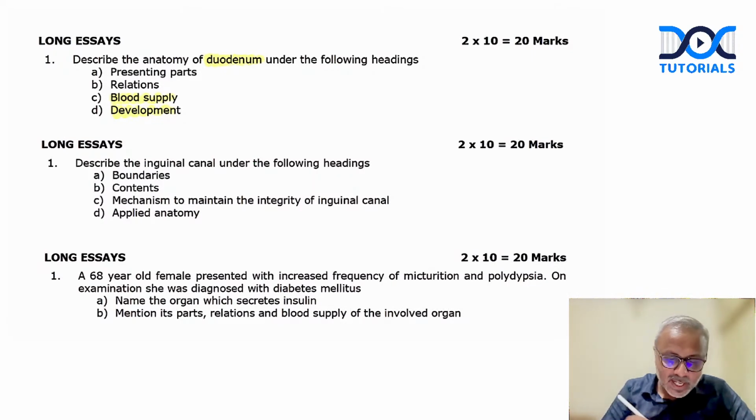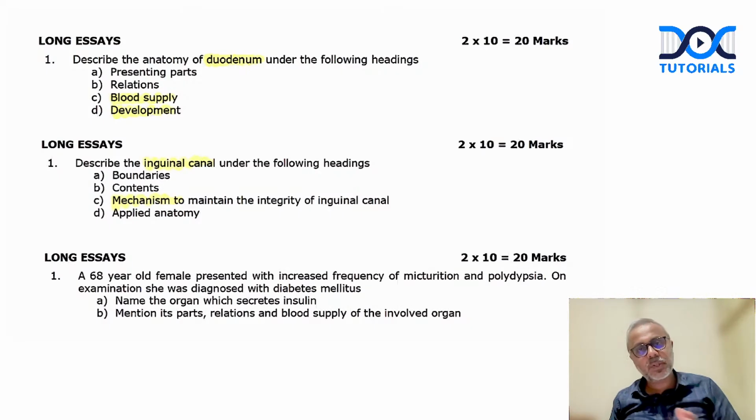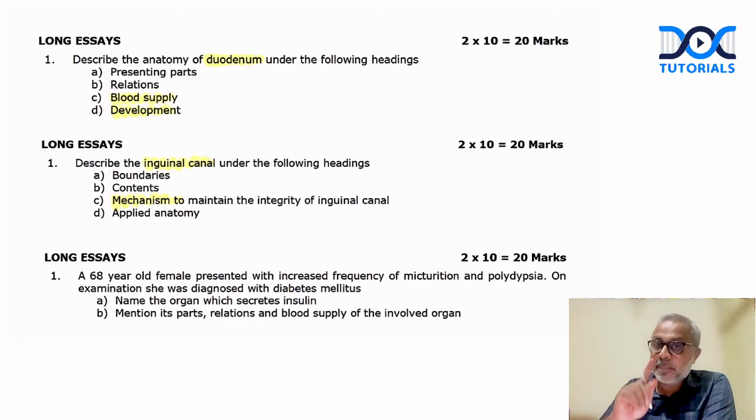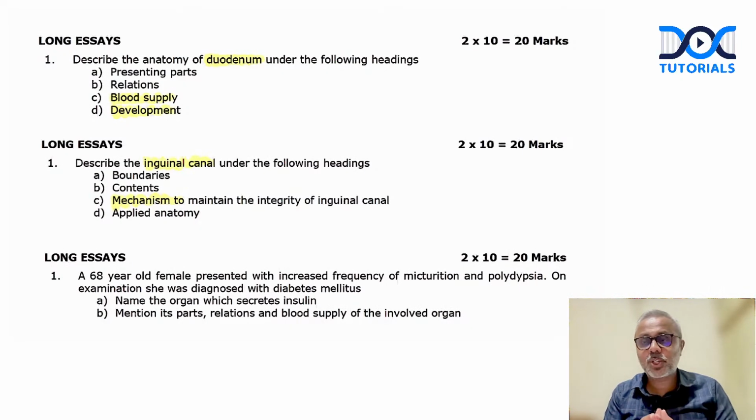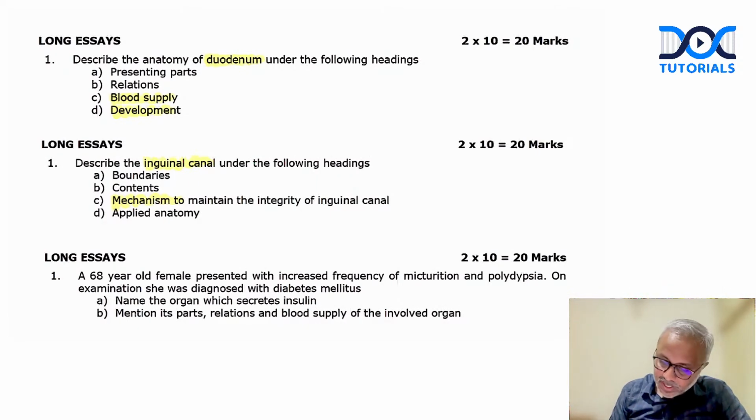Right? Then, apart from this, the inguinal canal, as we discussed: boundaries, contents, the defense mechanisms to maintain the integrity of the canal, applied anatomy. Talk about inguinal hernia, direct, indirect, define what they are, and mention how you differentiate between the two hernias based on the coverings, right? Again and again, I'm repeating this. Distinction or differentiation of the hernia based on its coverings. Very important, right?